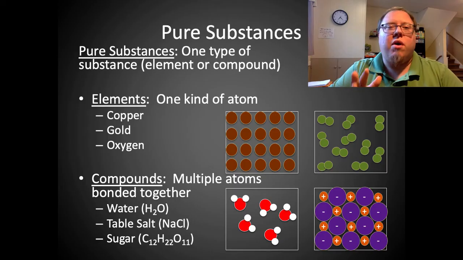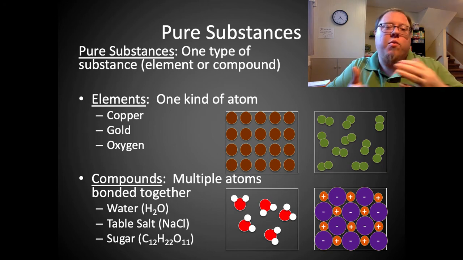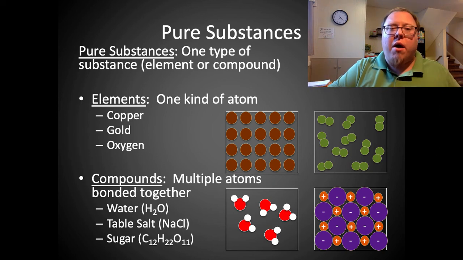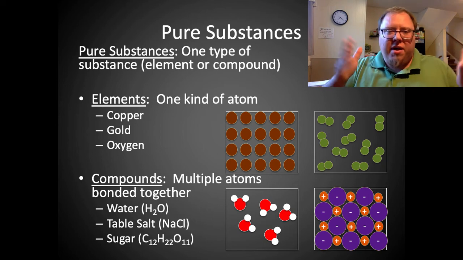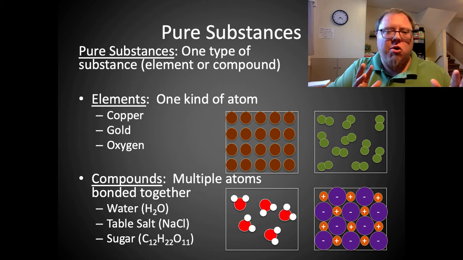Okay, so now I want to talk about something called a pure substance. Okay, so a pure substance, what we're talking about is we have only one type of substance there. Right? Now this can be an element or a compound. We already explained those. An element, we have one kind of atom, so people are like, yeah, that's a pure substance, I get it. Compounds, though, are a little trickier. People don't always think this is pure, but it is.